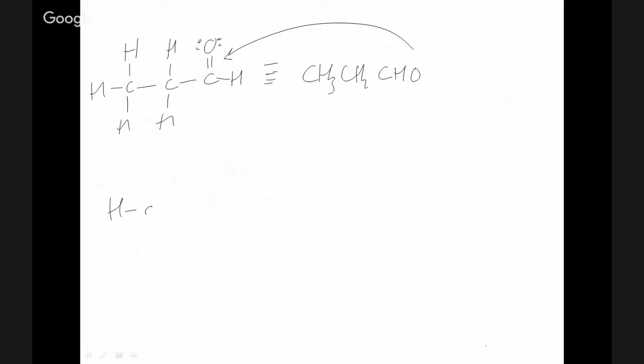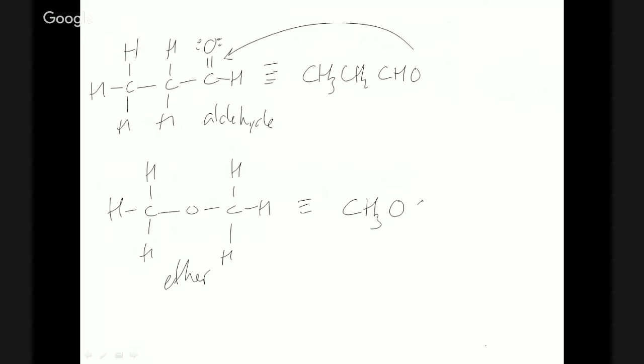Let's do another one. This is called an ether. This was an aldehyde. This is an ether. And this is equivalent to CH3OCH3. You have 2 CH3s that are bound to an oxygen. There's 2 lone pairs there. In the condensed structure, you don't need lone pairs. They're implied. You'll see that a lot. There'll be a lot of implied lone pairs.